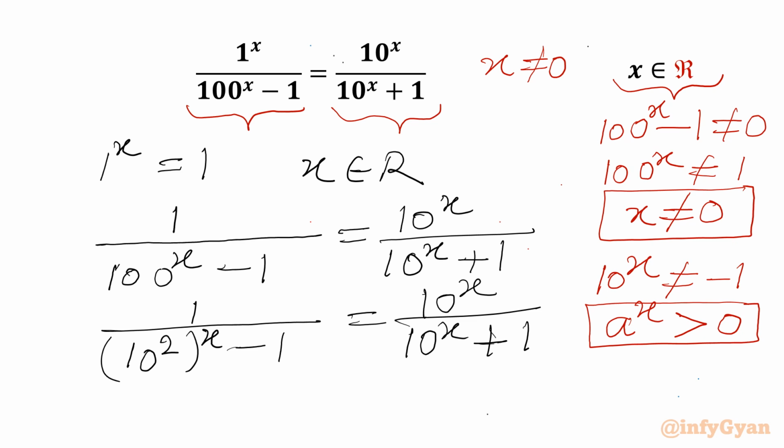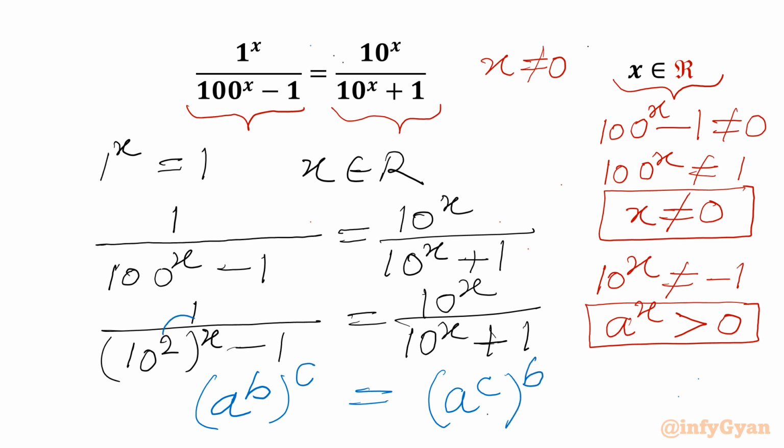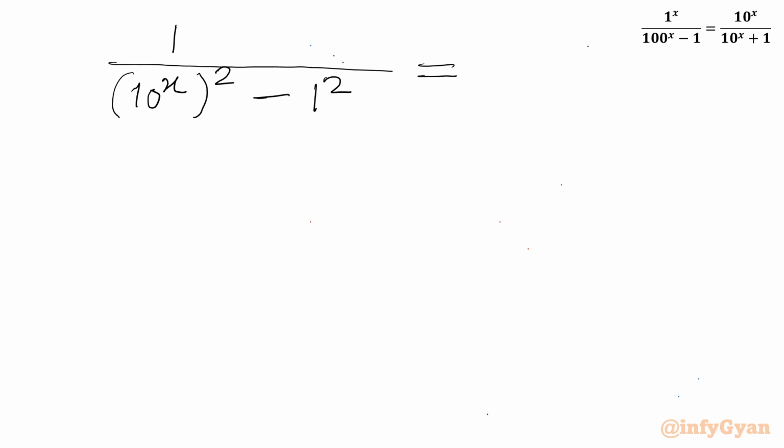Now I will write one law or property from exponents. It is (a power b) whole power c, we can write as (a power c) whole power b. So I can swap these two powers. So I can write my equation as 1 over (10 power x) whole square minus 1 square equal to 10 power x over 10 power x plus 1.